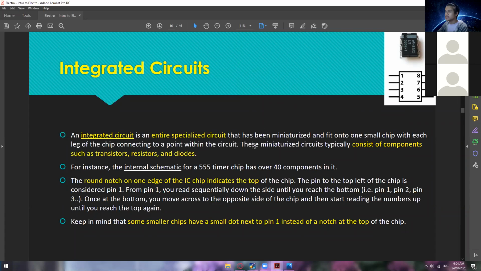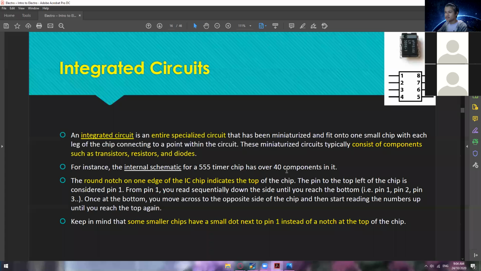These miniaturized circuits typically consist of components such as transistors, resistors, and diodes inside of it. You just can't see them because they're inside the covered plate of the IC. For instance, the internal schematic for a 555 timer chip has over 40 components in it. Imagine that in a very small circuit or PCB, it already has 40 components inside of it.